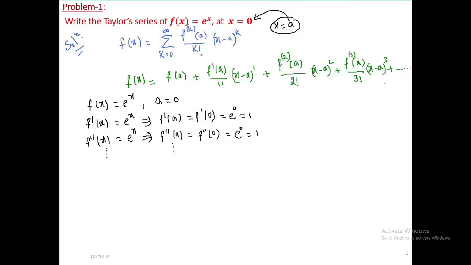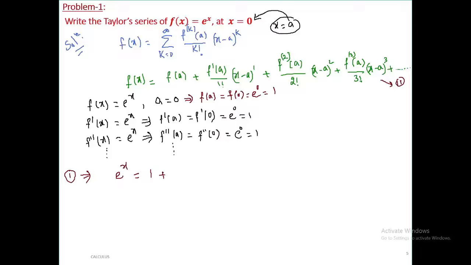So assume this is equation number 1. Equation number 1 implies f of x, which means e power x, is equal to f of a. What is f of a? From here I can compute f of a. f of a is nothing but f at 0. What is f of x? e power x, so e power 0, which is 1. So that is also 1. Therefore, f of a is 1, plus the second term f dash a by 1 factorial.